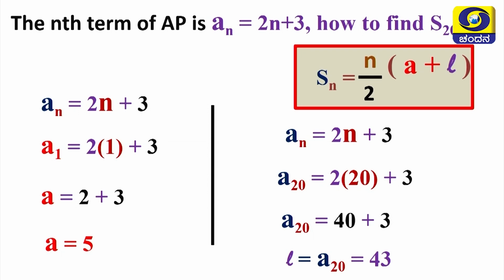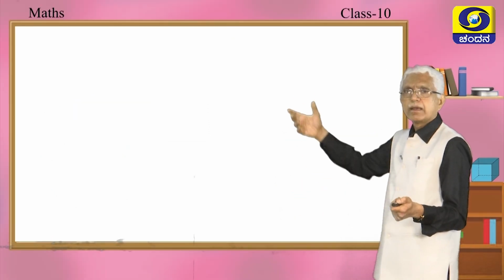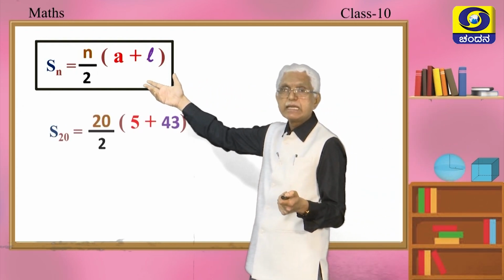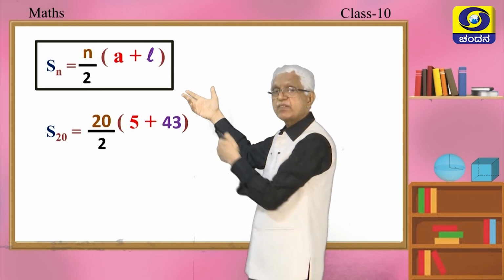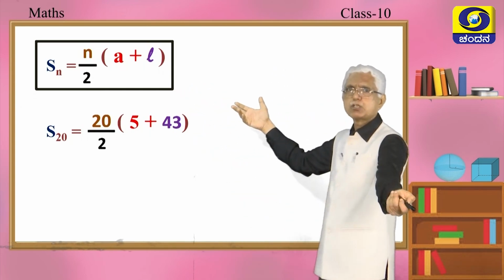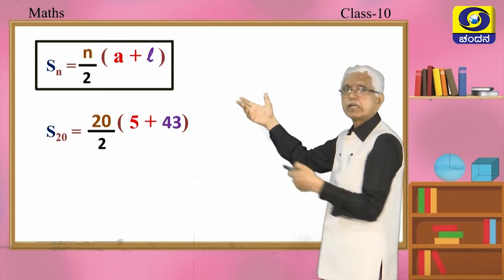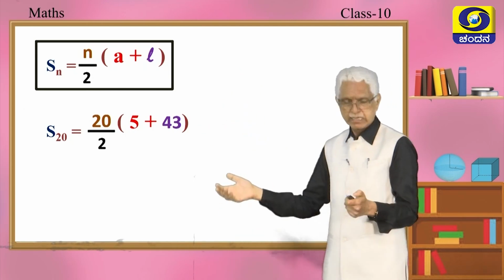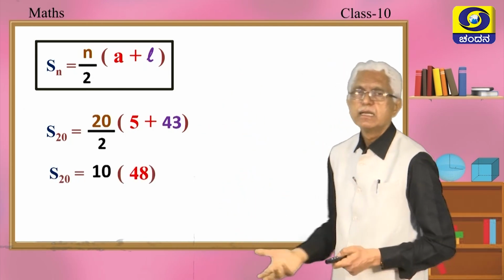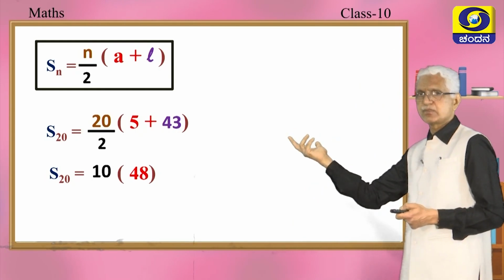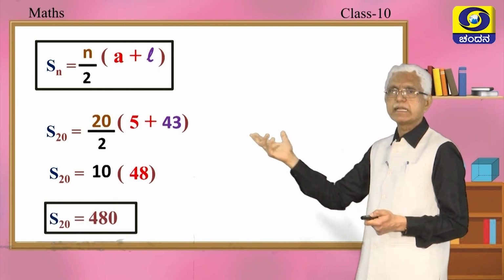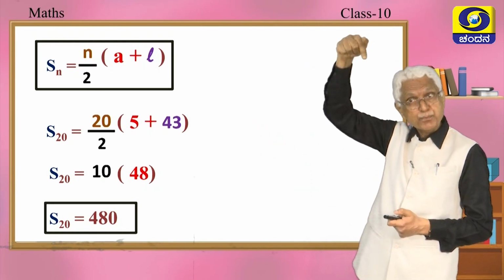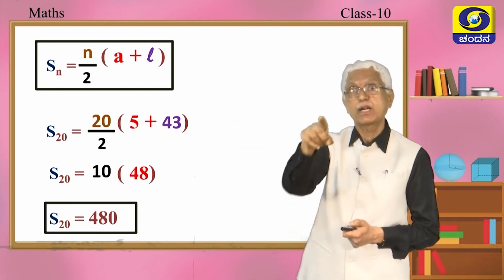It is just substitution. So now observe, you are using the formula Sn is equal to n by 2 into (a plus l). n is 20, because you want the sum of the first 20 terms. So 20 by 2, a you just found out was 5, l you found out was 43. You are substituting 5 in place of a and 43 in place of l, and simplifying. 2 tens are 20, 43 plus 5 is 48, 48 into 10 is 480. So that is the sum of the first 20 terms of that arithmetic progression.